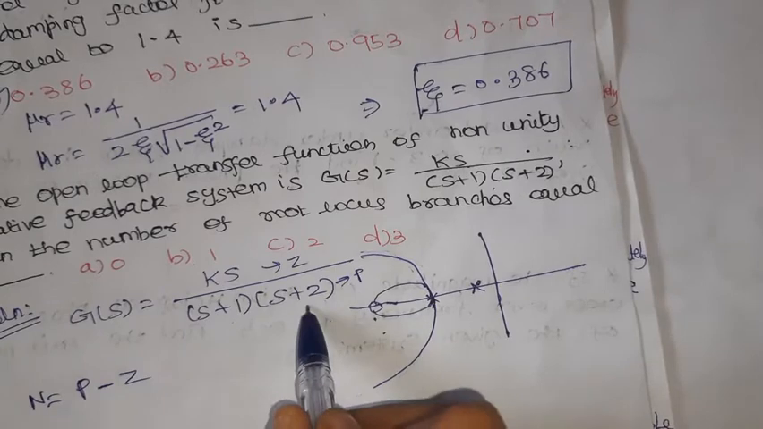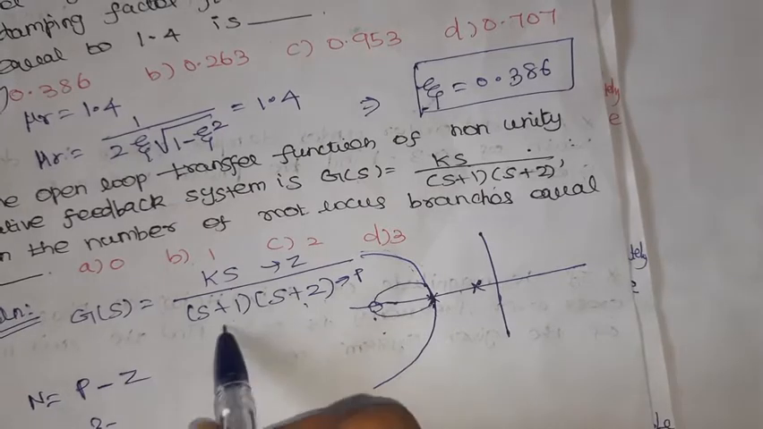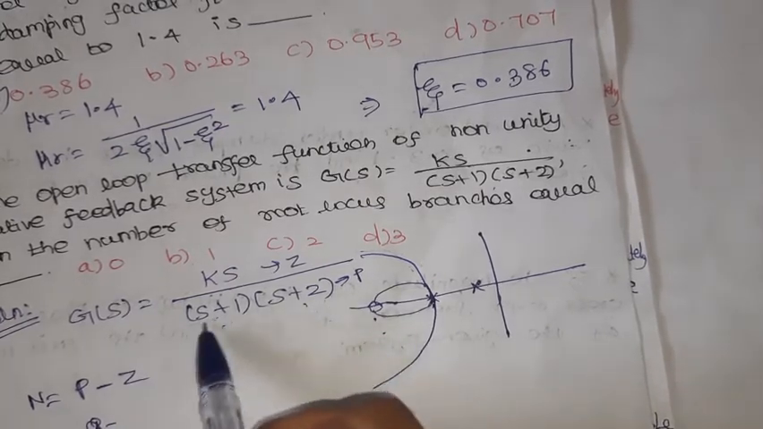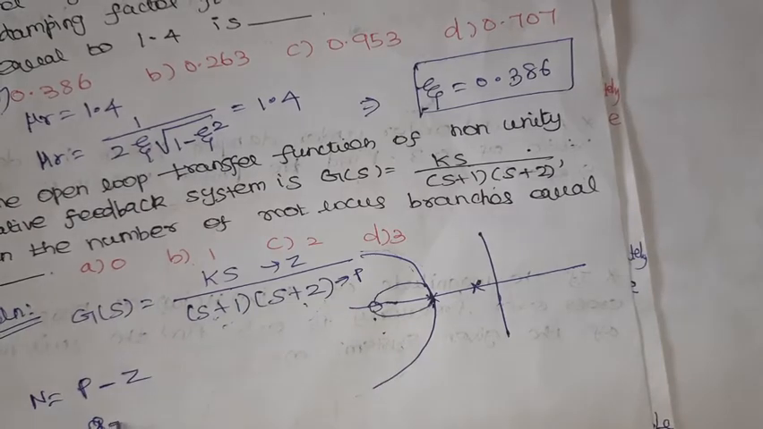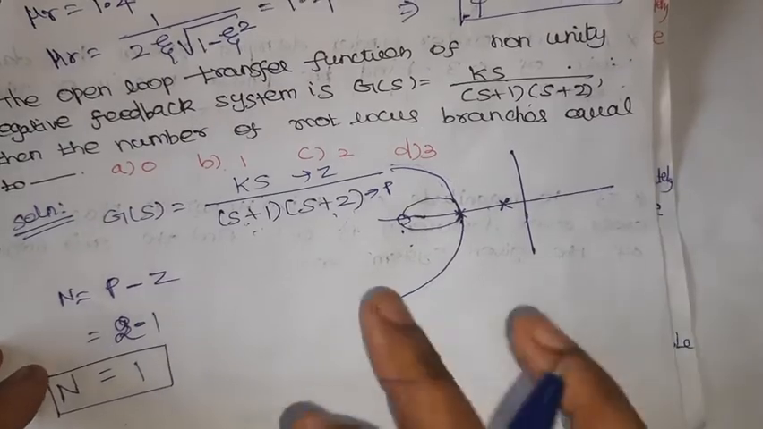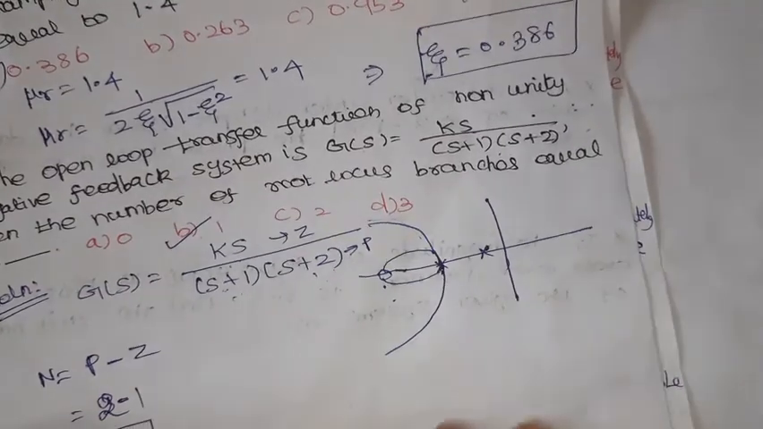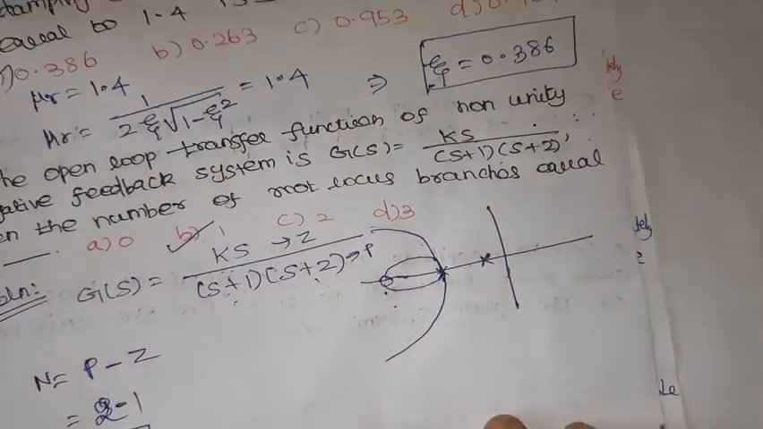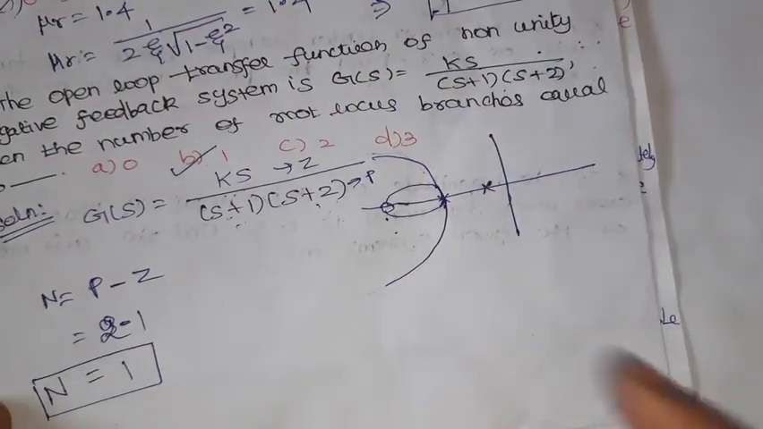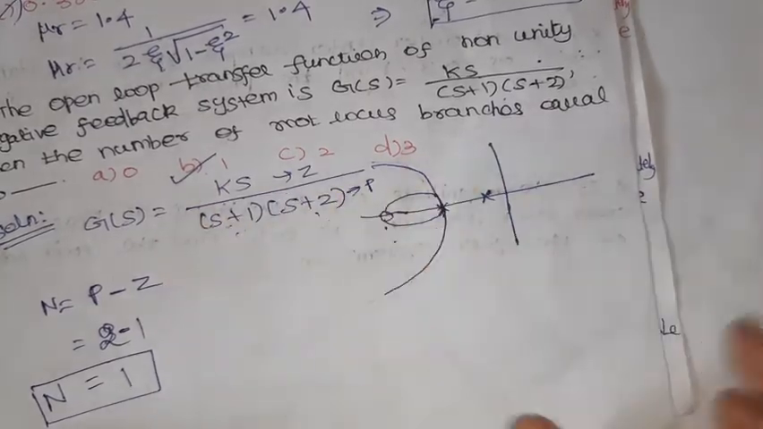What is here? The number of poles is 2. The number of zeros is 1. So 2 minus 1 is equal to 1. So the number of root locus branches at infinity is N equal to 1. We have many rules for construction of root locus; in our future videos we will see them in detail. For this problem, the number of root locus branches is equal to 1. Then move on to the next problem.